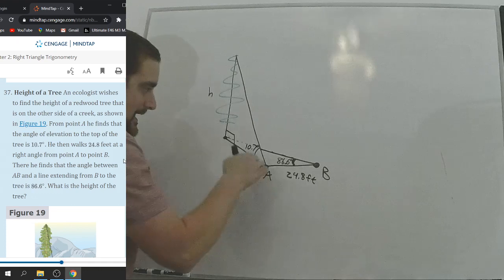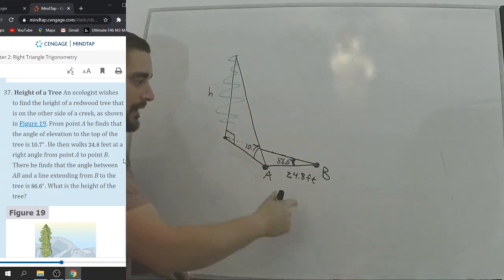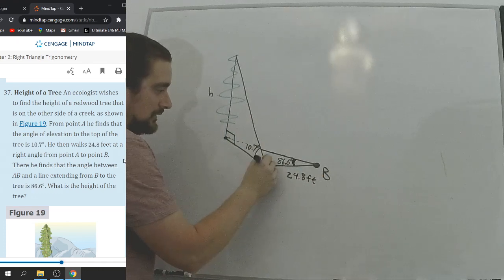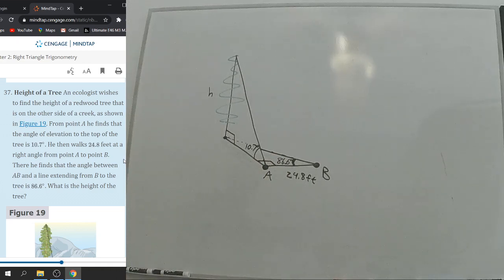And then from point A, when he was looking at the tree, he turned exactly 90 degrees and walked 24.8 feet. So this is also a right angle, this angle at point A, for the triangle laying down. So this generates two triangles, and with those two triangles, is there enough information to figure out the height of the tree?